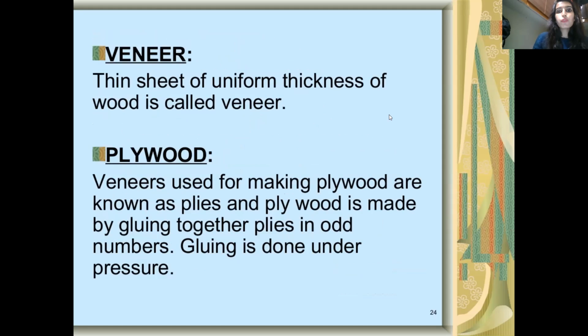Veneers: a thin sheet of uniform thickness of wood is called veneer. Plywood: veneers used for making plywood are known as plies, and plywood is made by gluing together plies in odd numbers. Gluing is done under pressure.